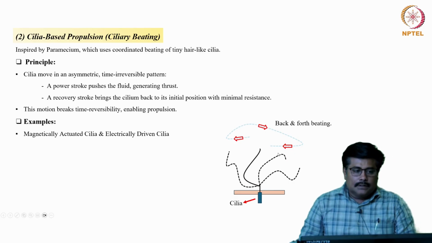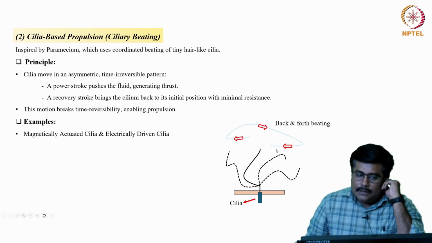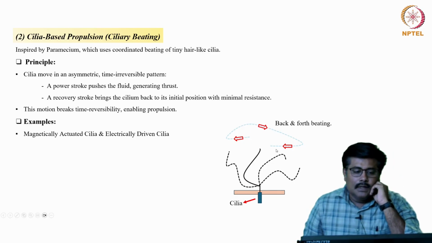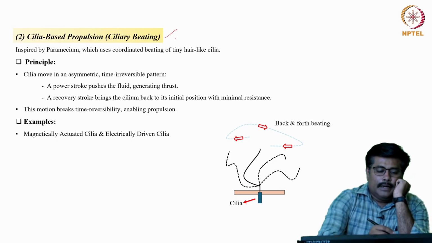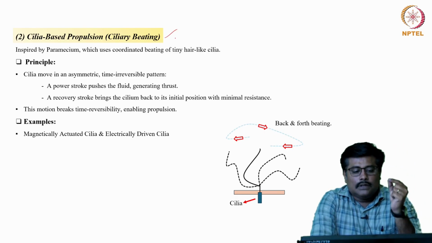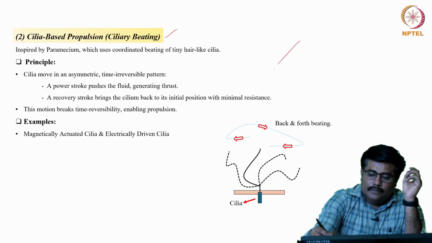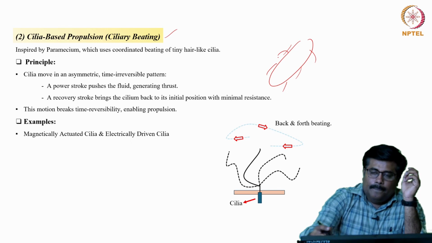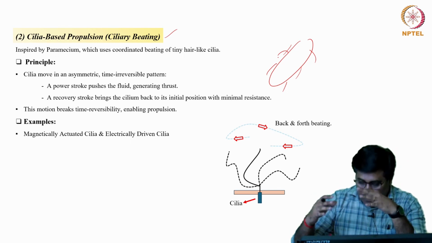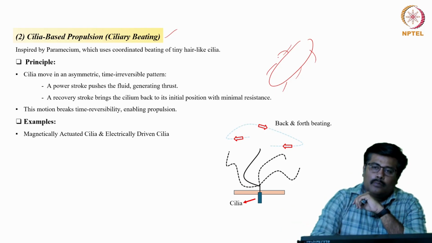Now let us discuss the cilia based propulsion mechanism. Cilia based propulsion is called ciliary beating. It is inspired by the paramecium, which uses a coordinated beating of tiny hair-like cilia. In fact, in the last module we have also seen a structure with this kind of hair. This hair is used for appropriate propulsion or actuation for the forward movement.